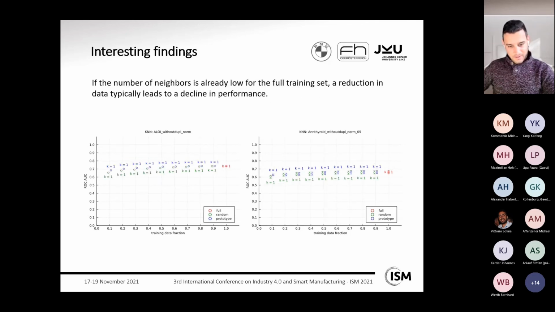And also, if the number of neighbors is already very low for the full dataset, in this example here, it's 1, so there's only one neighbor describing the data best, then a subsampling approach leads to declining performance generally.